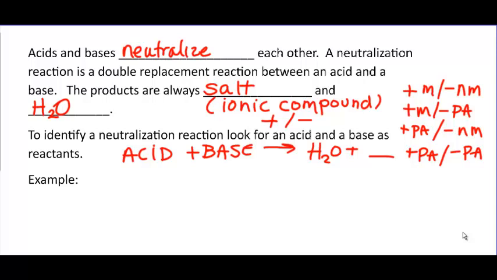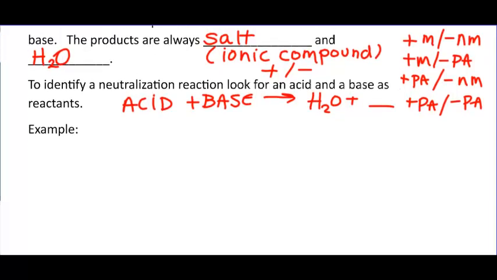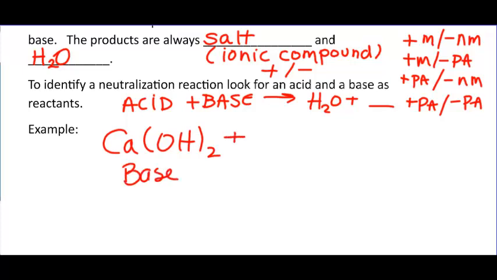For example, I'll make up a crazy one. CaOH2. That's a base, right? Metal with OH. That's our base. Reacts with sulfuric acid, battery acid, H2SO4. H is first. That's our acid. Guess what they do? They wife swap. The Ca switches places with the H.